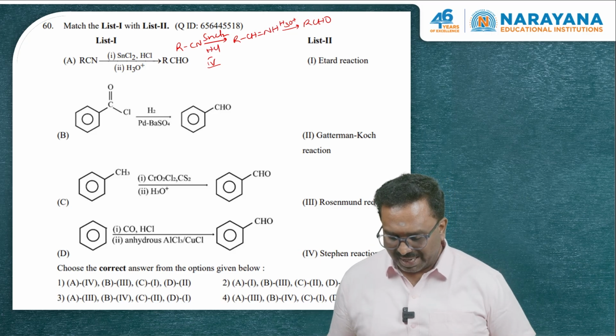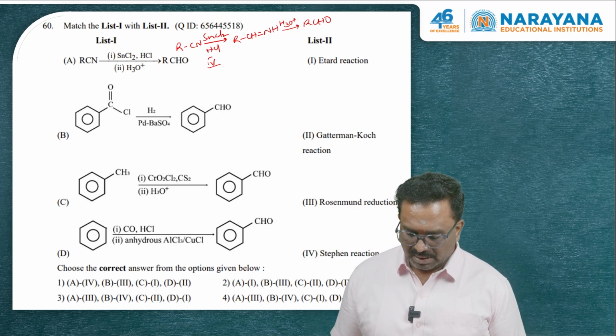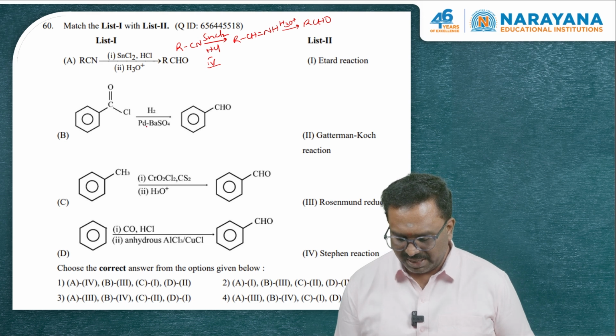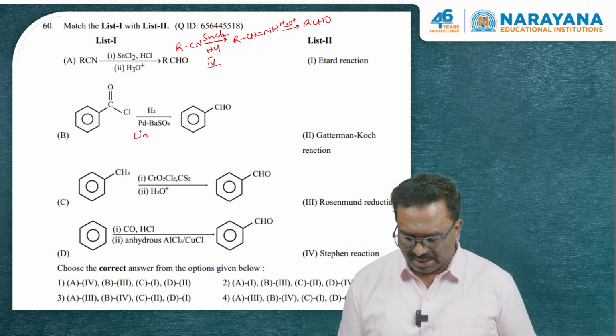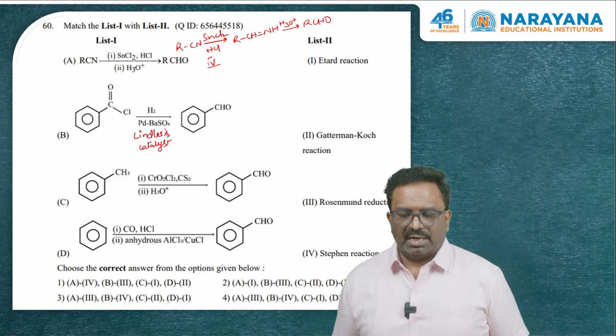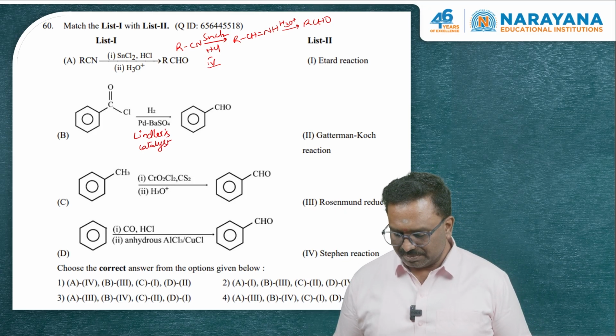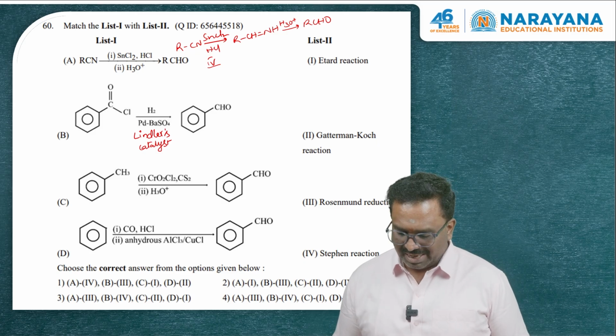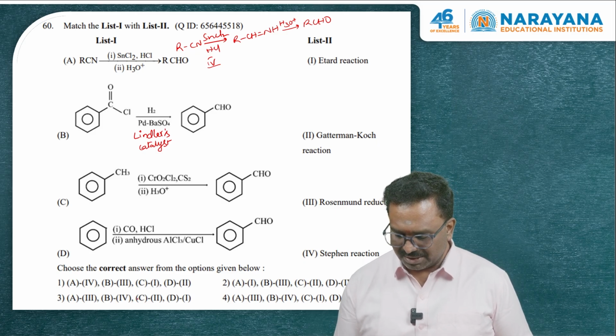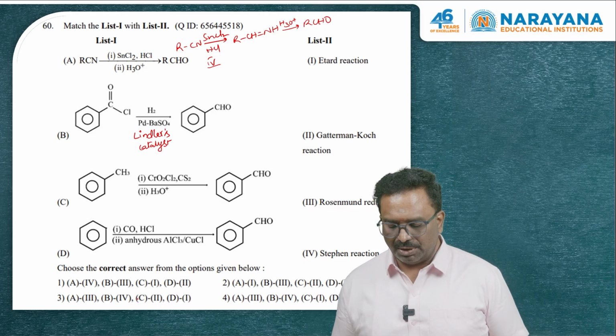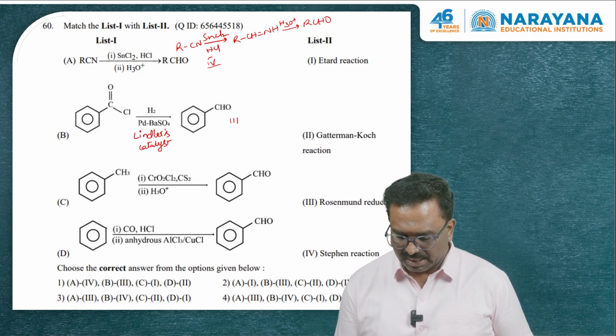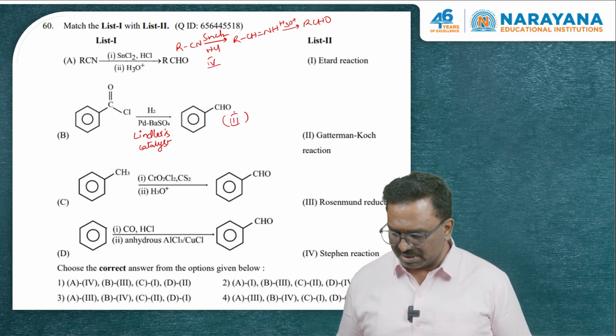Next, acid chlorides by reduction with Lindlar's catalyst, Pd/BaSO4 and hydrogen. This is Lindlar's catalyst. Here acid chlorides are reduced into aldehydes. This reduction is Rosenmund's reduction, acid chlorides directly into aldehydes. Ketones are not possible by Rosenmund's reduction.